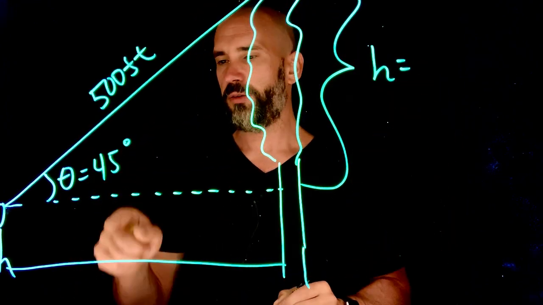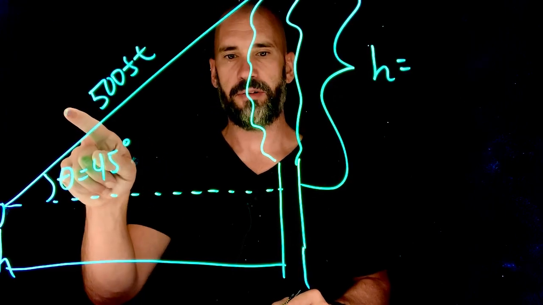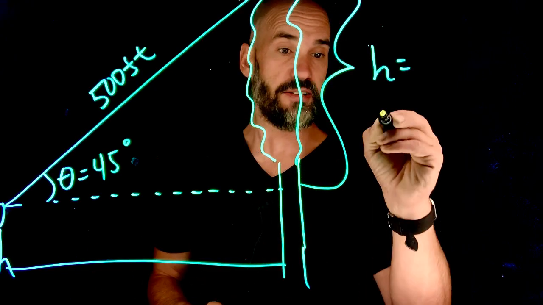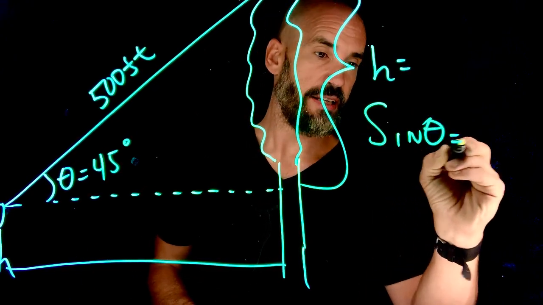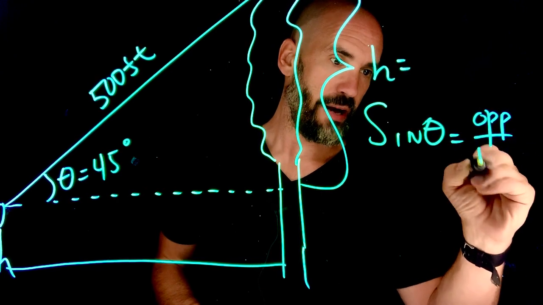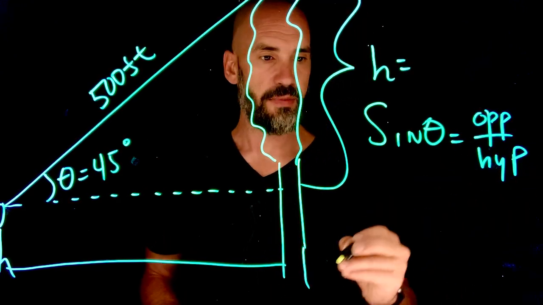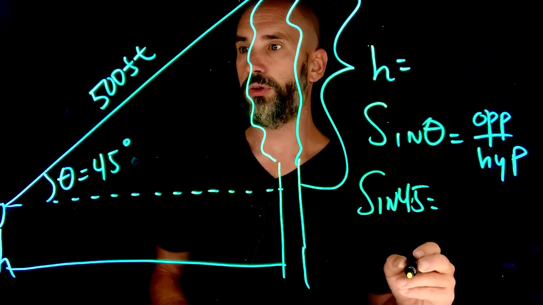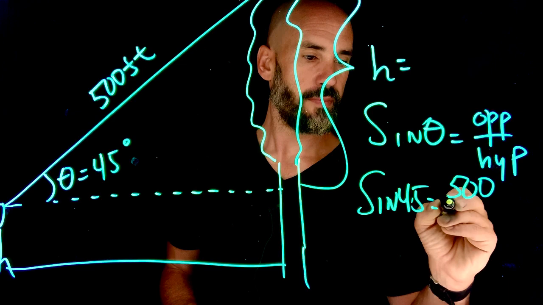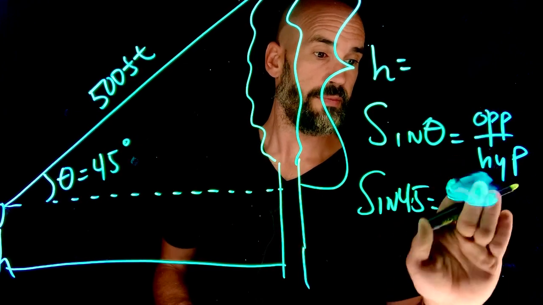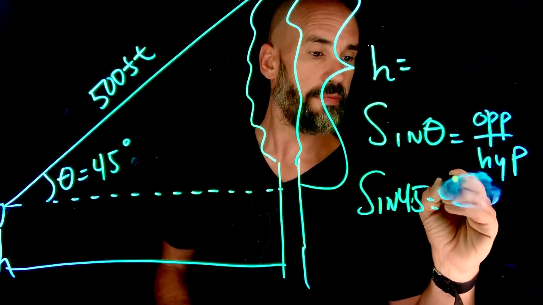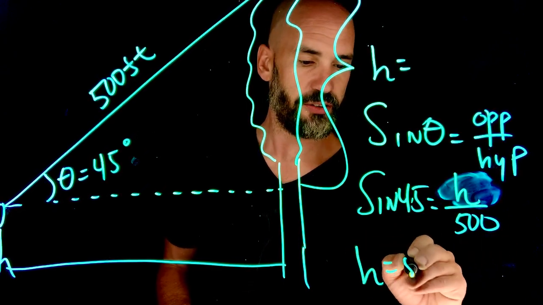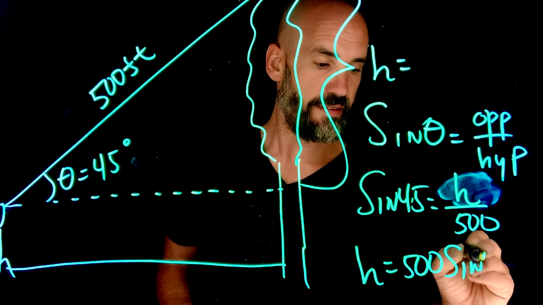So what do we do, guys? Well, we have an angle and we have a hypotenuse, but we want to find the opposite. Sounds like sine to me, right? Okay, so let's take it. Sine theta equals opposite over hypotenuse. Okay, that means that sine of 45 is going to be equal to... sorry, no. It's going to be the height divided by 500. So our height is just going to be 500 sine 45.